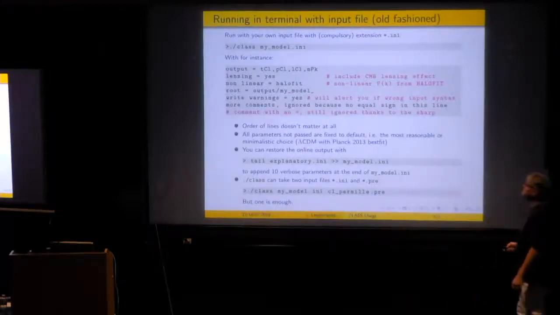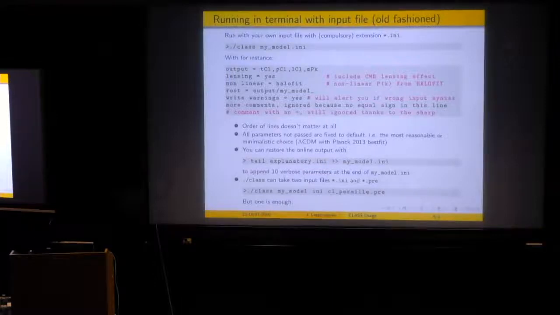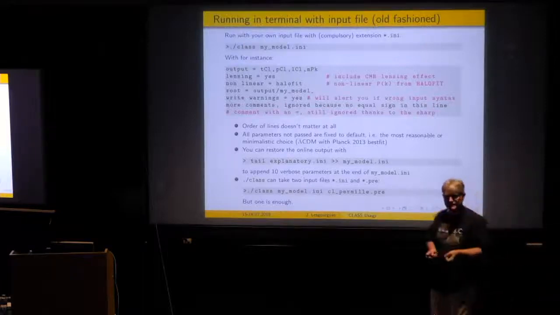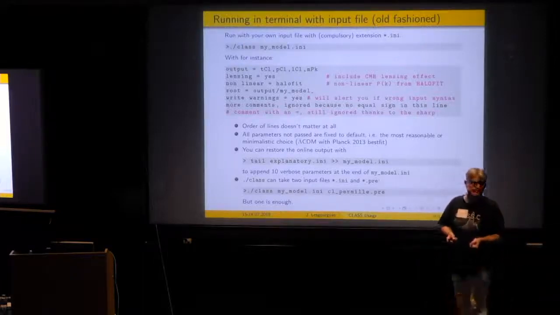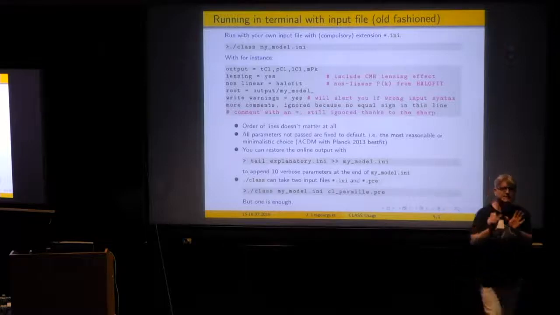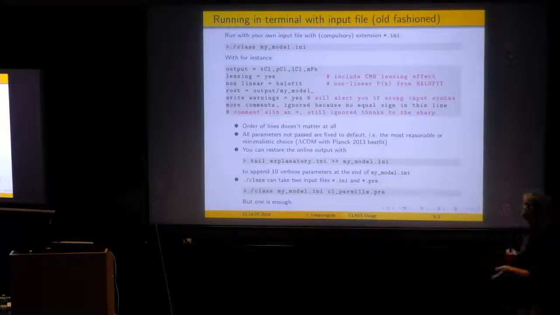Okay, so the order is totally irrelevant. You can really reshuffle these lines as much as you want. Each time that a parameter is not passed but is needed, it will be set to a default value. For instance, here, we have not set any cosmological parameter, so automatically we are going to run a minimal lambda CDM with massless neutrinos and 6 lambda CDM parameters fixed to a default value.